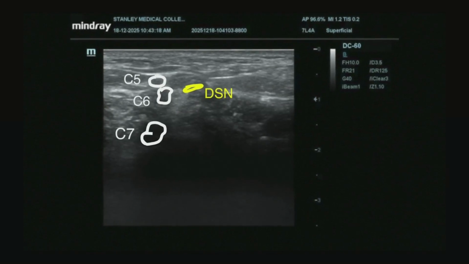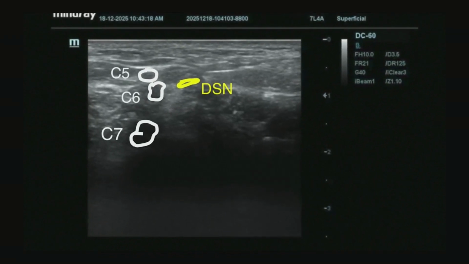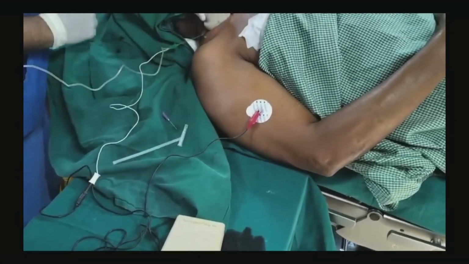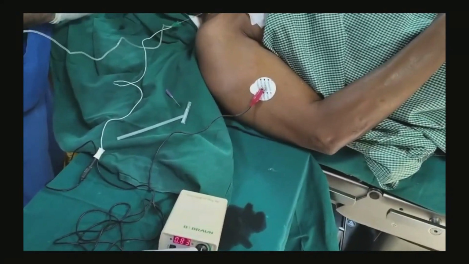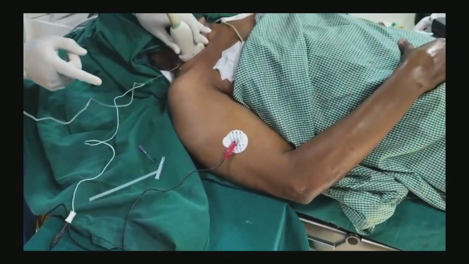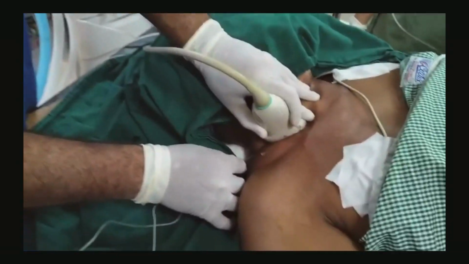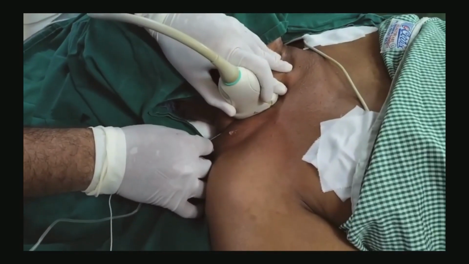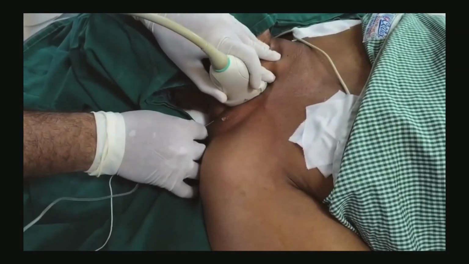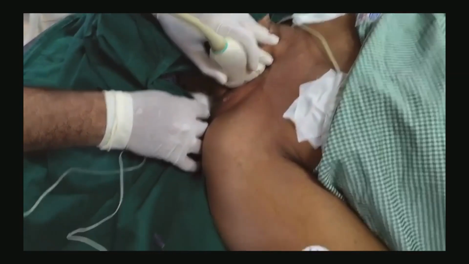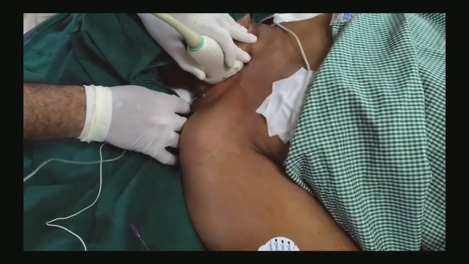What we have done is we used a nerve stimulator trying to stimulate this dorsal scapular nerve at a current of around 0.9 to 1. Let us see what twitch we are getting when we stimulate the dorsal scapular nerve. Can you appreciate the twitching of the levator scapulae and rhomboids muscle? This means that when you do in-plane needling without taking this into account, you might injure the dorsal scapular nerve and the long thoracic nerve.